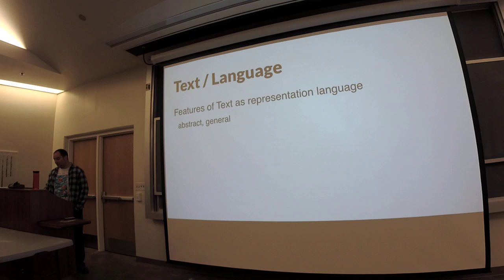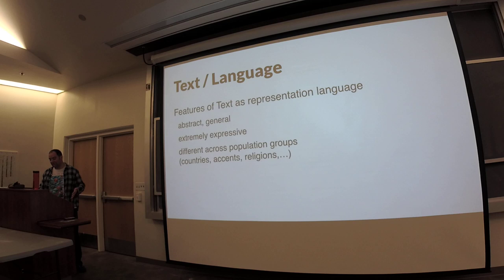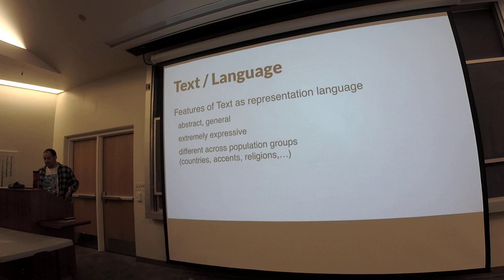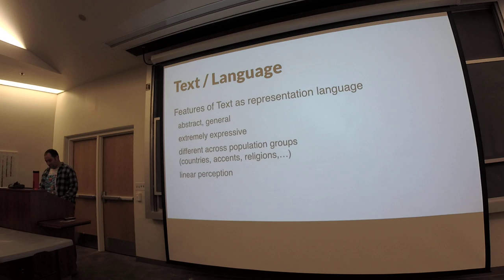So what are the features of text? Language can be very abstract, it's very general, it's extremely expressive, so we basically can communicate anything that we want in language, right? This is much more than we can just do with numbers. It's different across population groups, countries, accents, religions, but even more than language, there's a lot of semantic knowledge that we have. Like, how do you order at Subway is something that you learn, right? But this is also a piece of language.